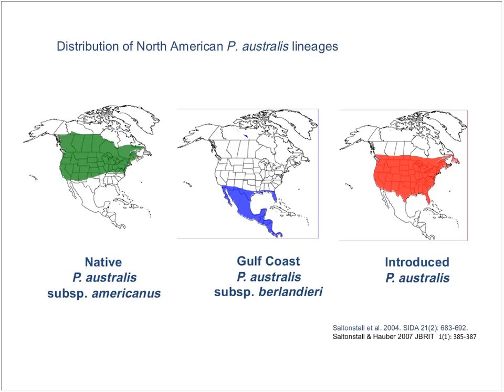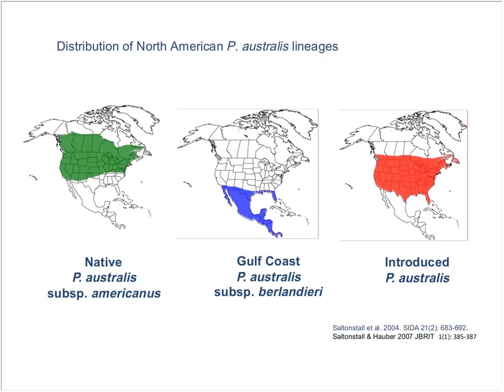Here you can see some maps of the distribution of the 3 major Phragmites lineages that we have in North America. On the left, you see native Phragmites australis, which we now call subspecies americanus. The historical record shows that this subspecies has been in North America for thousands of years. We have records from the Southwest that go back to the Pleistocene. In New England, you can core in the salt marshes and find rhizomes that are 3,000 to 4,000 years old. So we're very confident that Phragmites is a native part of the flora in North America.